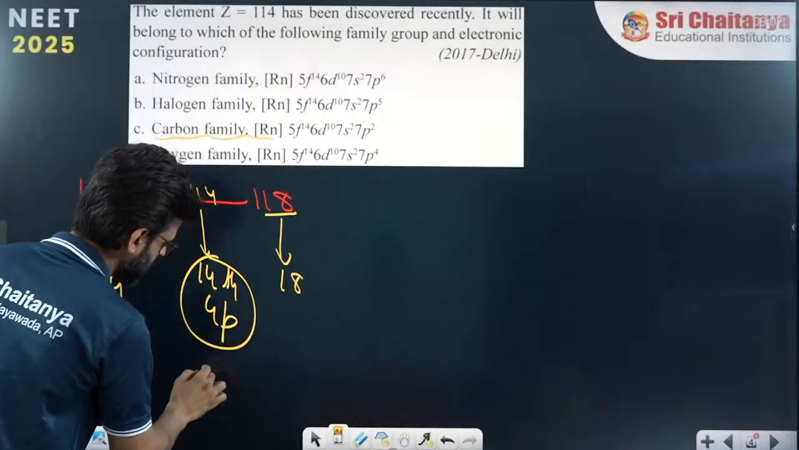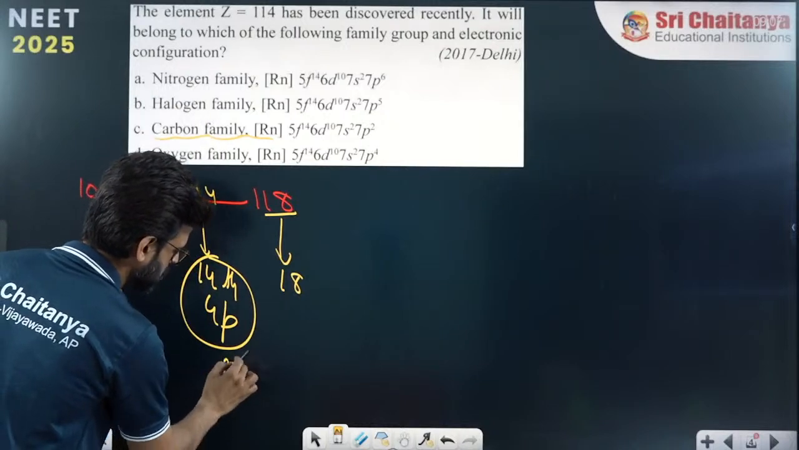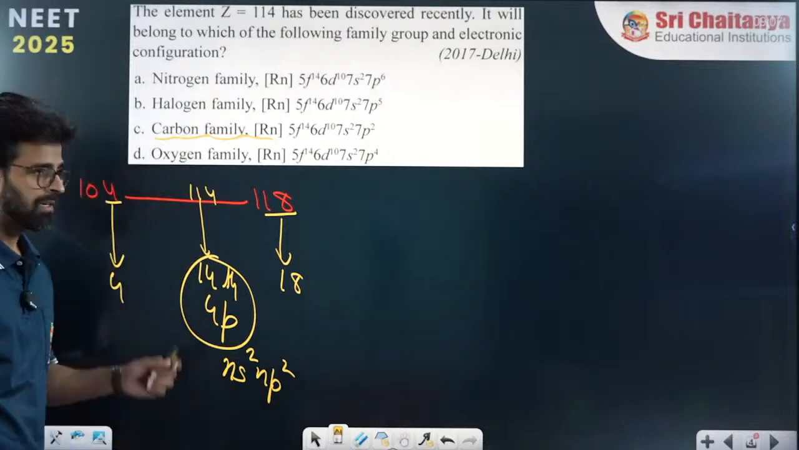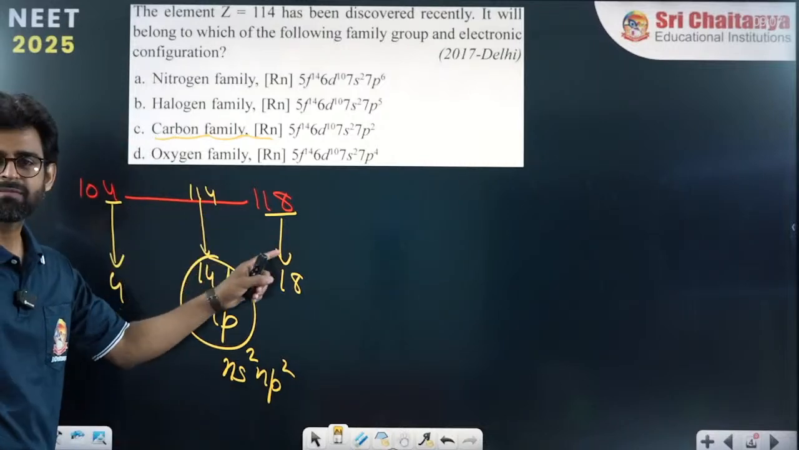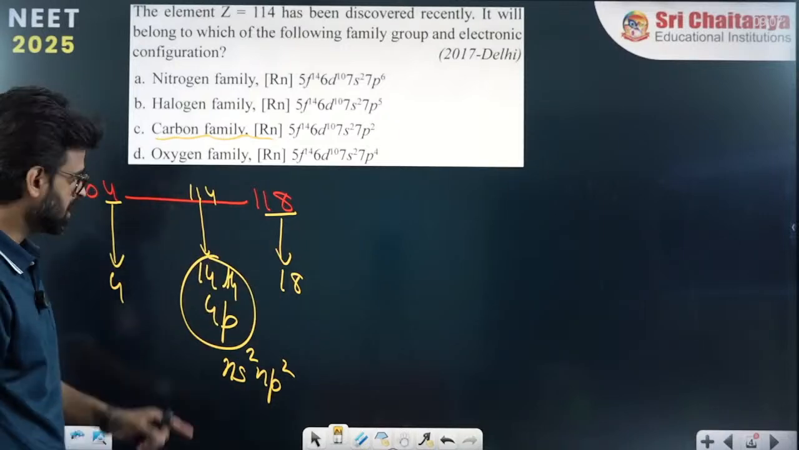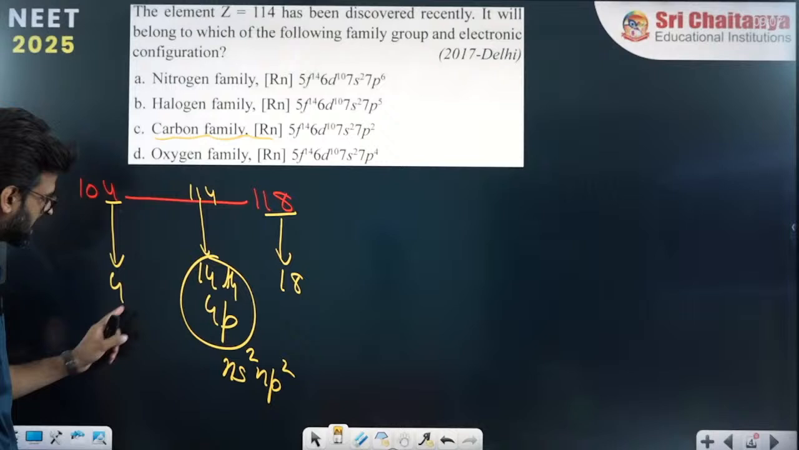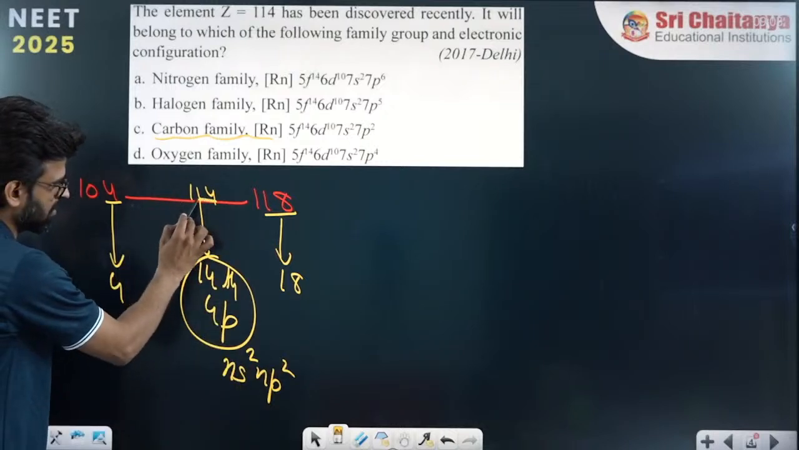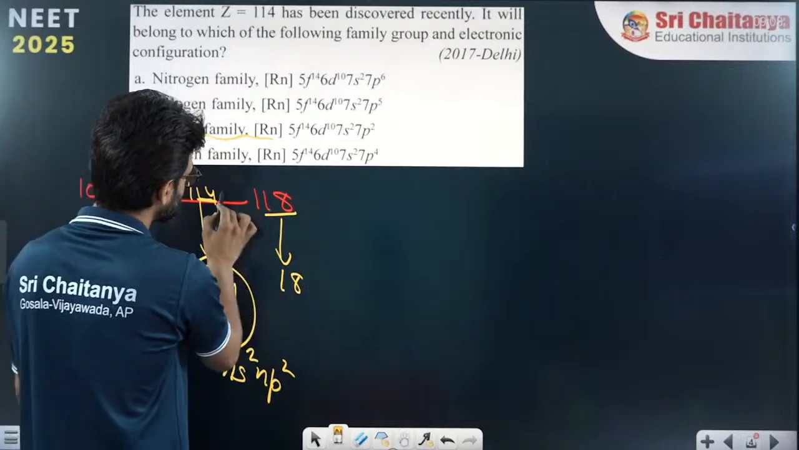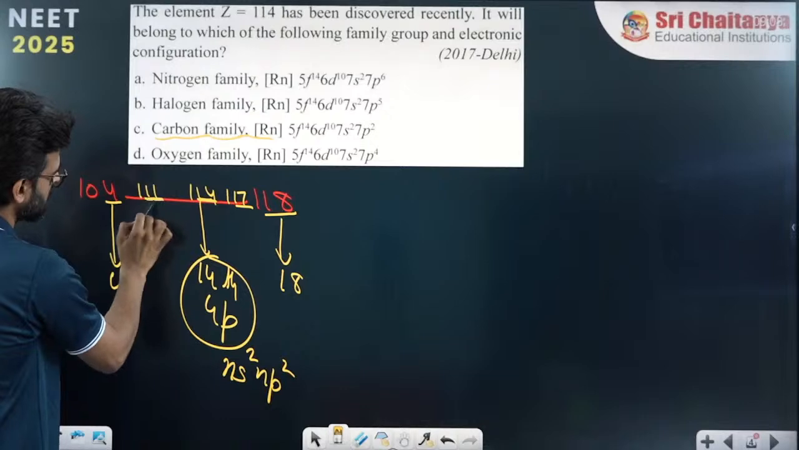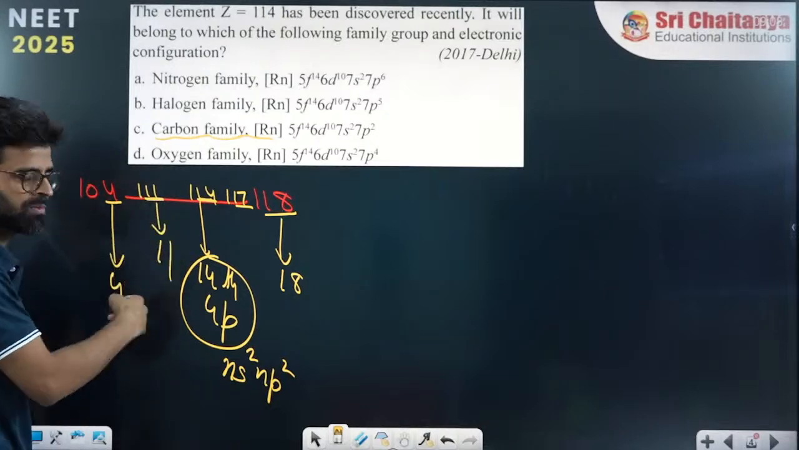What is the carbon family? It is always ns2 np2. So I am saying once again, from 104 to 118, if by chance they give you the atomic number and ask the group number, just look at the last digits and you can tell. Like 114 belongs to the 14th group. If I say 117, it belongs to the 17th. If I say 111, it belongs to the 11th. This way you can get the group number very easily.